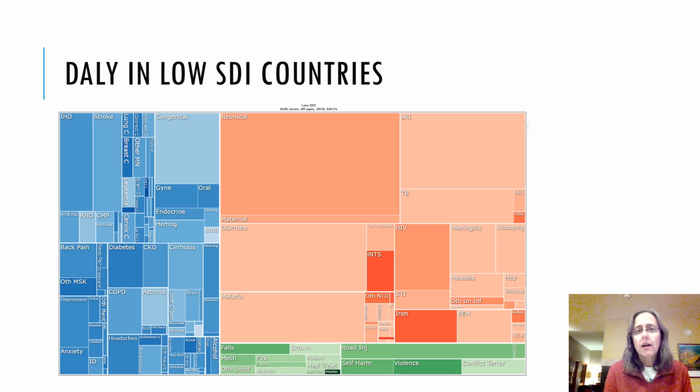We also need to acknowledge the difference between lower socioeconomic development and higher socioeconomic development countries. The countries with lower socioeconomic development, as we know, are going to have a much larger proportion of their causes of illness and premature death be due to communicable diseases or infections.